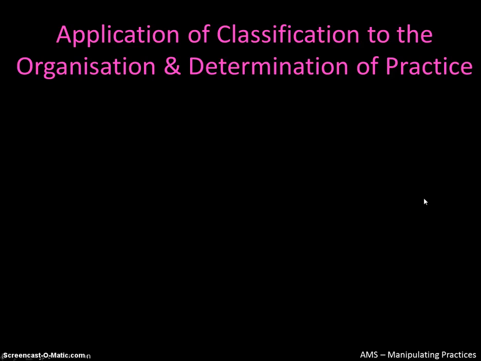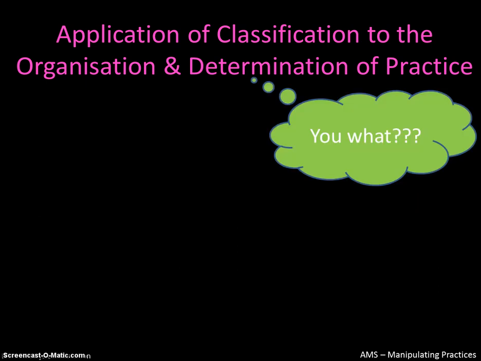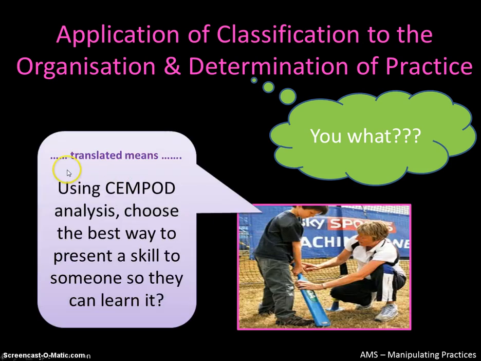Okay, so we've learnt how to break down skills into the continua, the classifications, and now we're moving on to this section called application of classification to the organisation and determination of practice. And what a load of gibberish, so I can imagine you're totally wondering what on earth that means. But perhaps the key word is application and to practice, because we're now going to pretty much look at having broken down skills and understanding what they're built like or how they're made up using our ChemPod analysis.